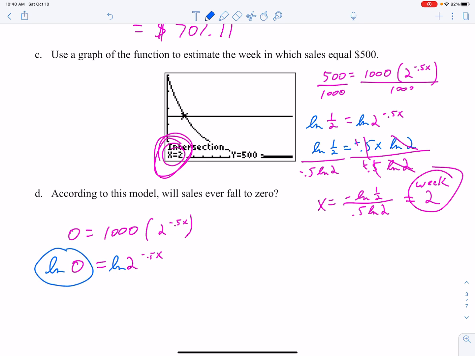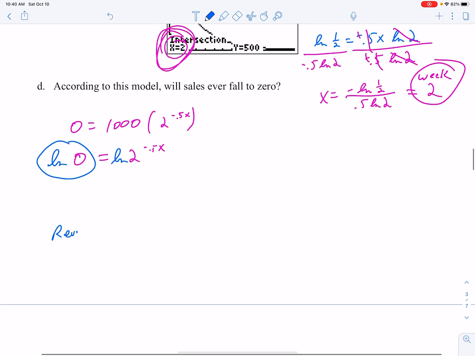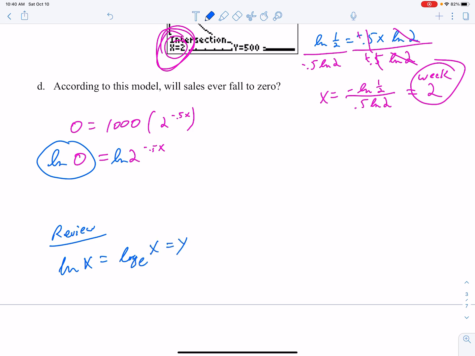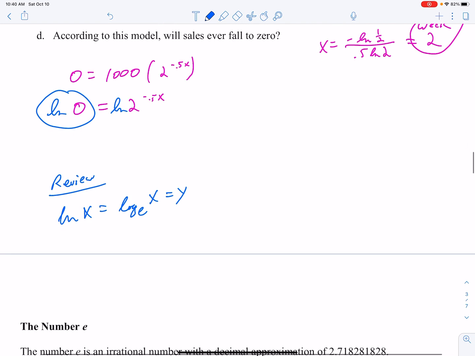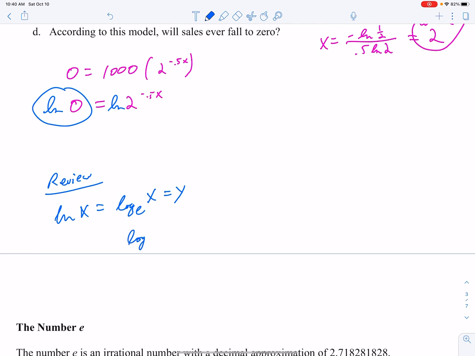That does not exist. Natural log of 0 does not exist. Because if you remember, a little review here, natural log of something, x, let's say, means log base e of x, which equals some function, y, right? Well, if we put a 0 in there, log base e of 0 equals y, and if you remember the conversion, which I'll talk about in a little bit, just refreshing your memory here, and I'll go in deeper in the next section.